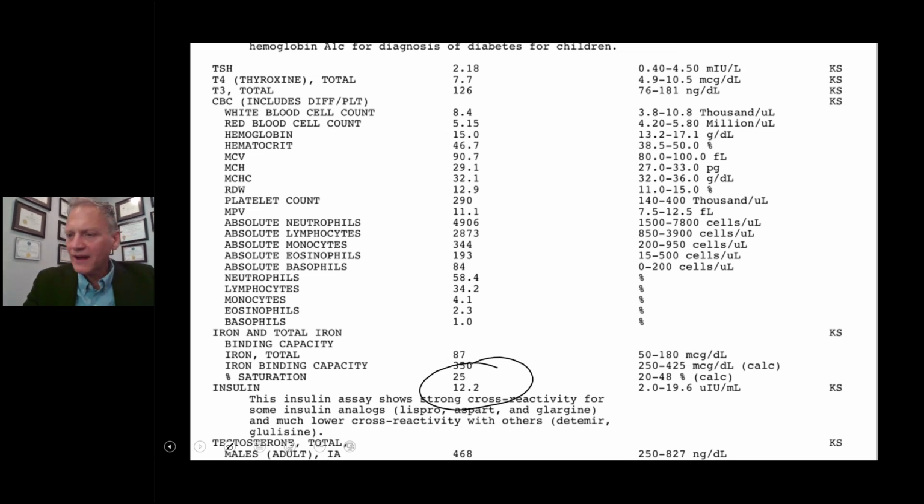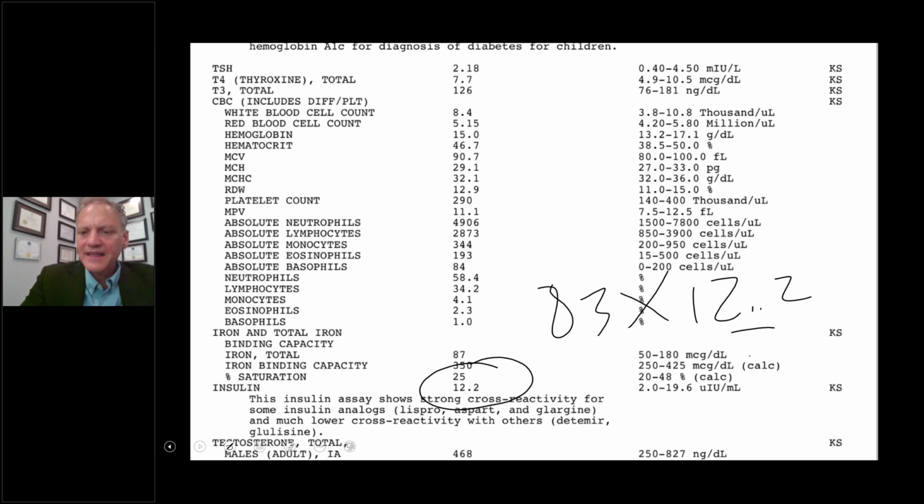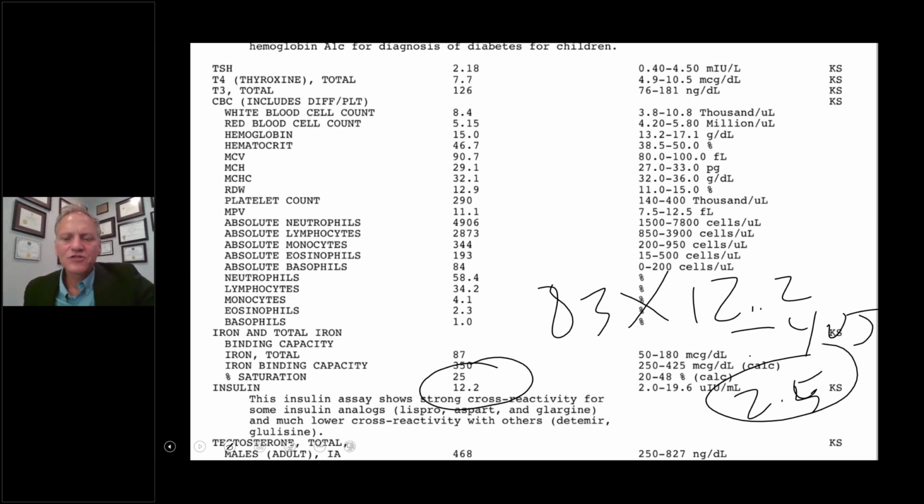So I measured his home IR score, and we did the 83 times 12.2. We divide that by 405, and we come up with 2.5. So he's still higher than he should be. He's not as bad as the first lady.